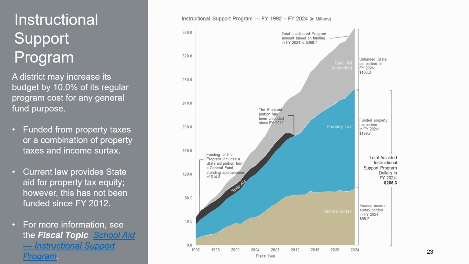Page 23, the Instructional Support Program. A district may increase its budget by 10% of its regular program cost for any general fund purpose, funded from property tax or a combination of property taxes and income tax. The current law provides state aid for property tax equity. However, this has not been funded since fiscal year 2012. For more information, you may want to see the fiscal topic on School Aid Instructional Support Program.